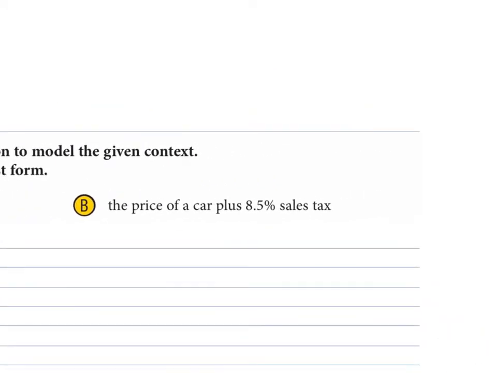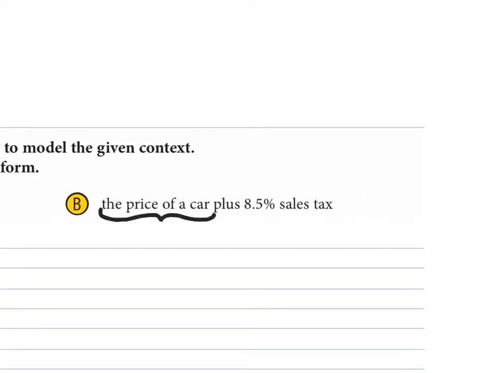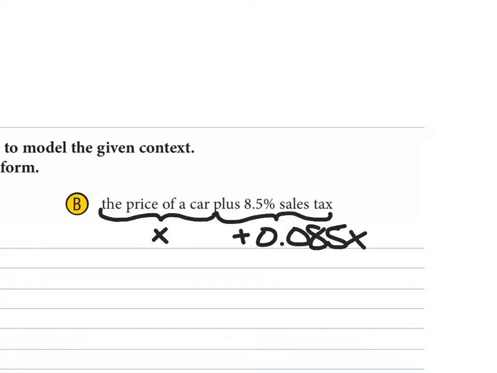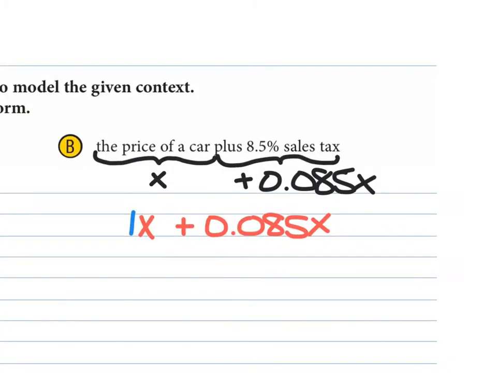For B, it says the price of a car. Well, we don't know what that is, so that's going to be x plus the 0.085 sales tax added on to that car. So that's going to be 0.085 times x. So if we give ourselves an expression with this, we're going to have x plus 0.085x. The coefficient of that x by itself is 1. If we go to add these, it's going to be 1.085x.